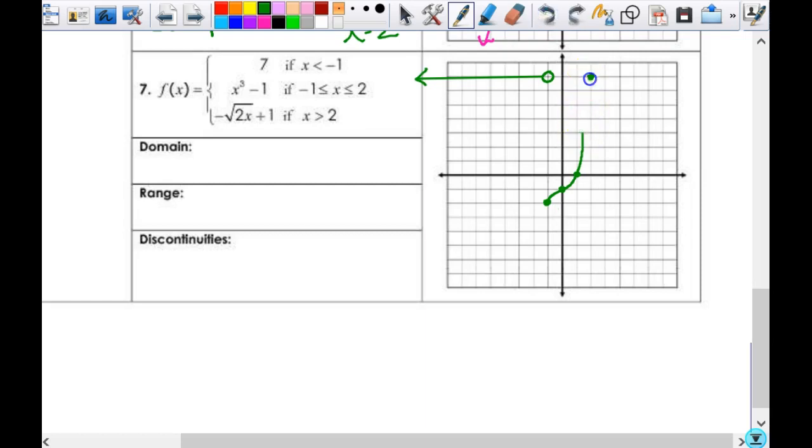I'm not happy with that. I don't know if that's any better, but okay. We tried, I know. All right, so when x is greater than 2, I substitute this 2 in here. That means I'm taking the square root of 4, so that'd be -2 plus 1, which is -1. So 2, -1, I'm going to put an open circle there.